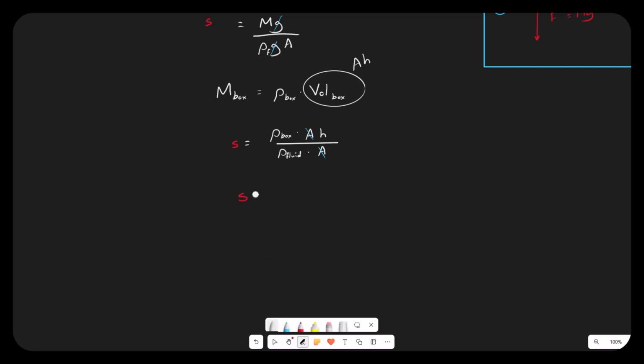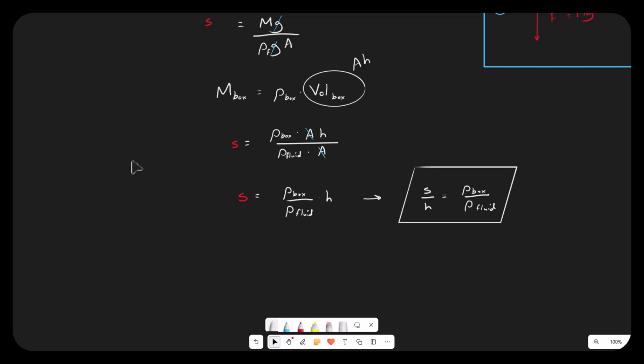S equals density of the box over density of the fluid times H. Or maybe the easiest way to say that would be the submerged part of the box out of the whole thing is equal to the density of the box divided by the density of the fluid. This might not look like a super handy formula, but it really is quite nice. This is only if something's floating. I'll show you why too.